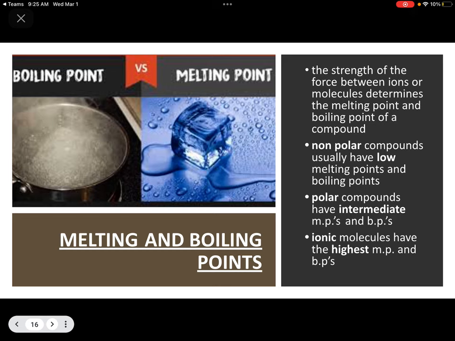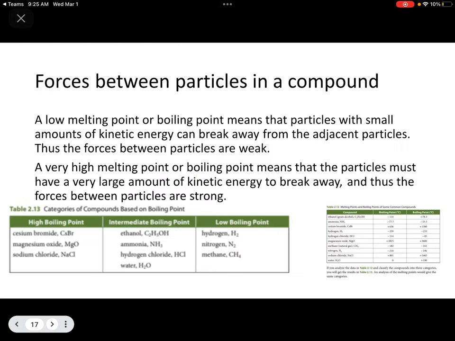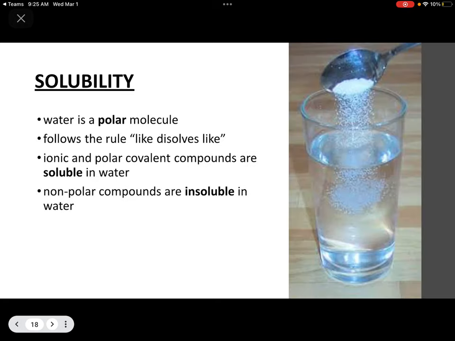When we look at ionic, we look at the electrostatic attraction, and that's going to have the highest. Dipole and hydrogen are going to have intermediate, and London is going to have a low. So here are some charts that you could take a look at that have the melting and boiling points. You can see based off of the categories what's going to have high, intermediate, and low depending on its attraction.